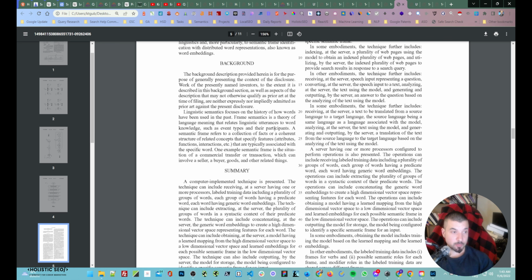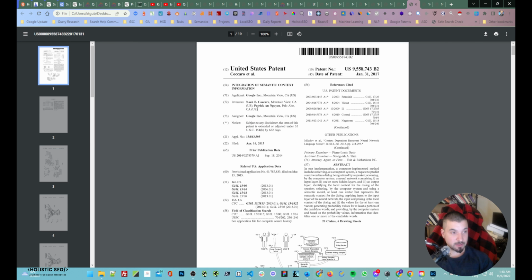We can tell you will be able to actually get the concepts in a better way. Linguistic semantics focus on the history of how words have been used in the past. Frame semantics is a theory of language meaning that relates linguistic utterances to world knowledge, such as event types and their participants. So event types here, if you check the concept of FrameNet, you will get what this section actually means better.